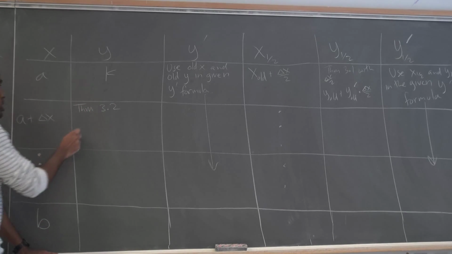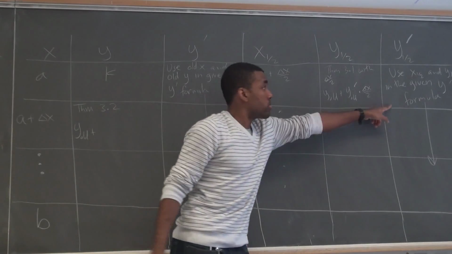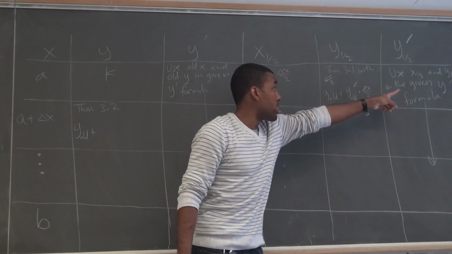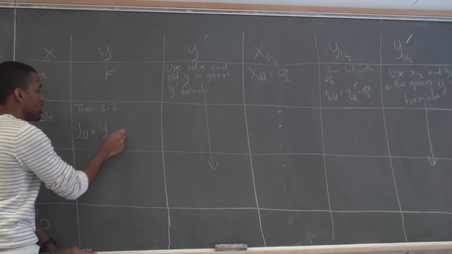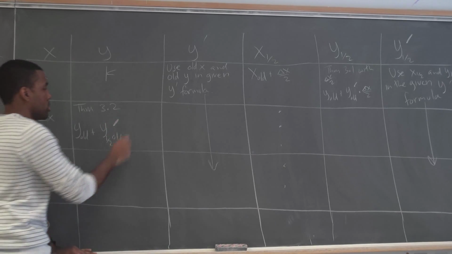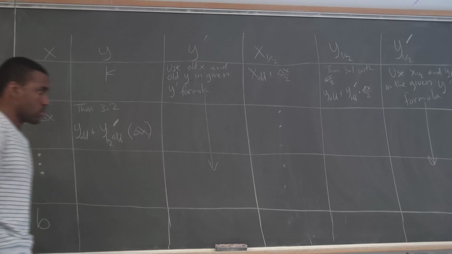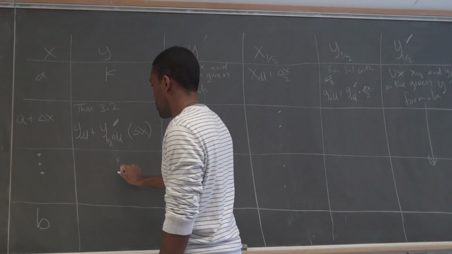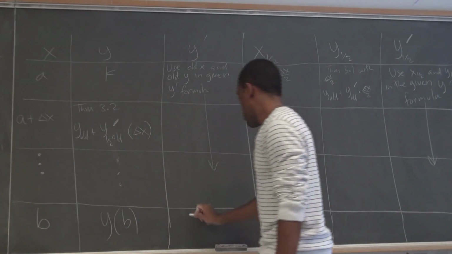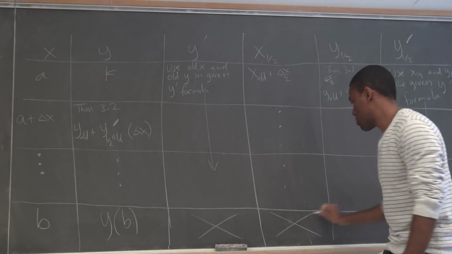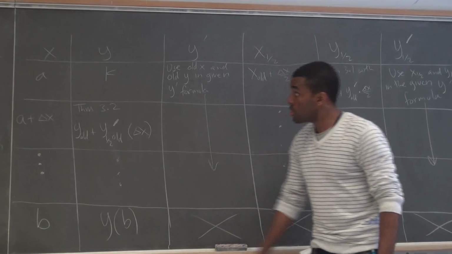So this is going to be the y old plus this derivative. Don't use this derivative, you want the derivative at the half step. So it's y half old prime times your delta x. You repeat that formula, and eventually you will end up with y b. More often than not these others won't matter, because this is what you want to approximate anyway.